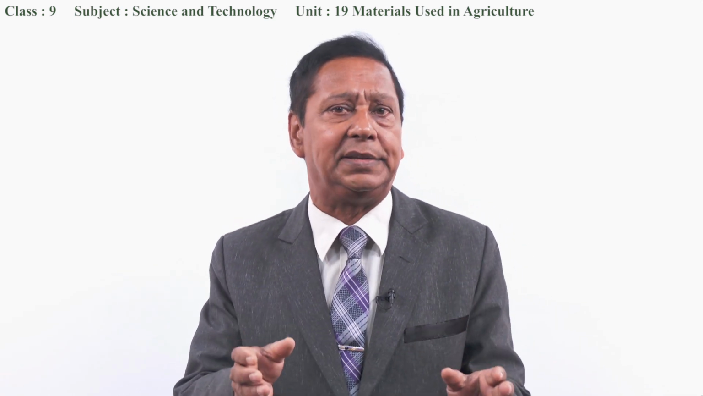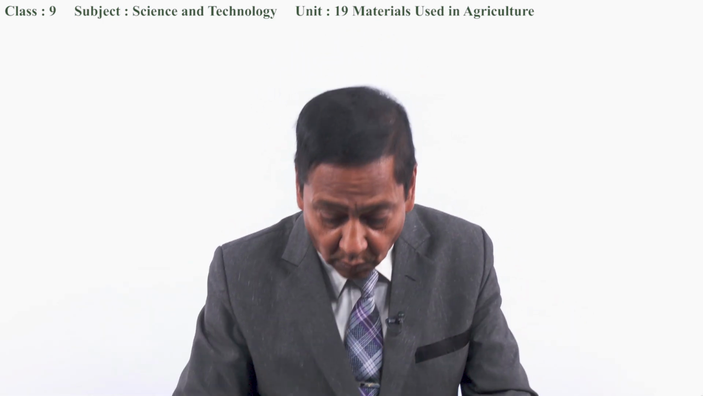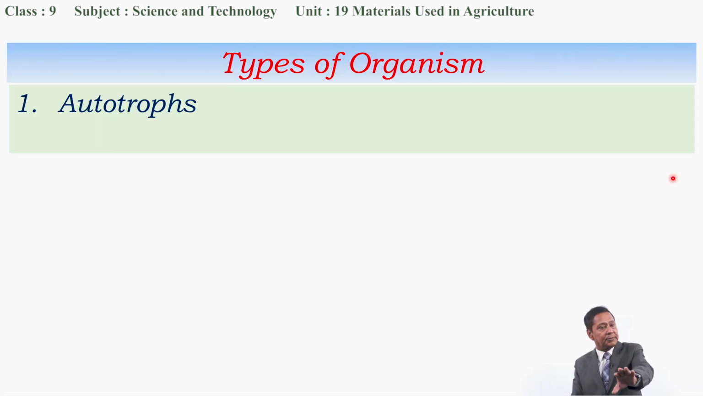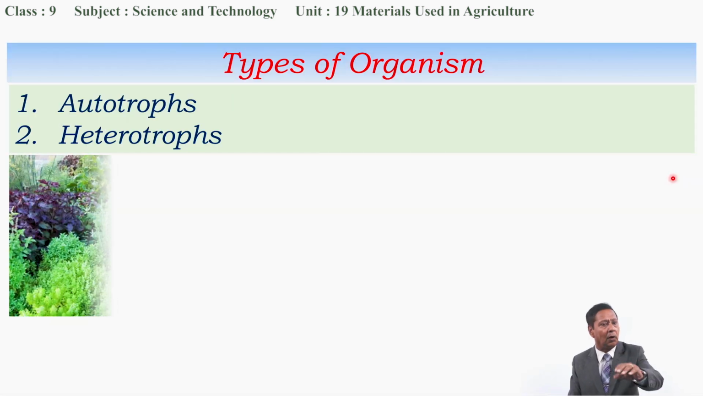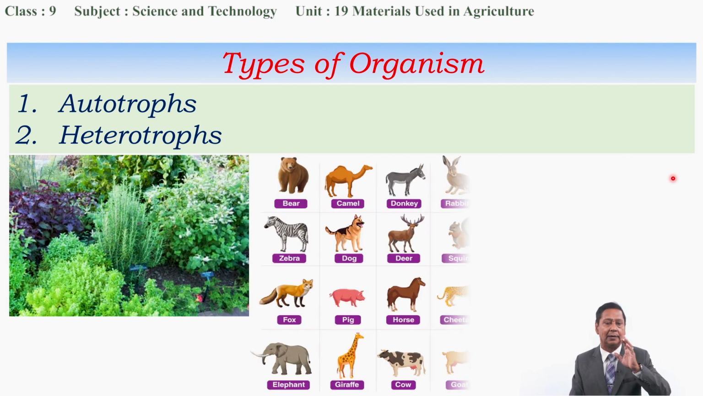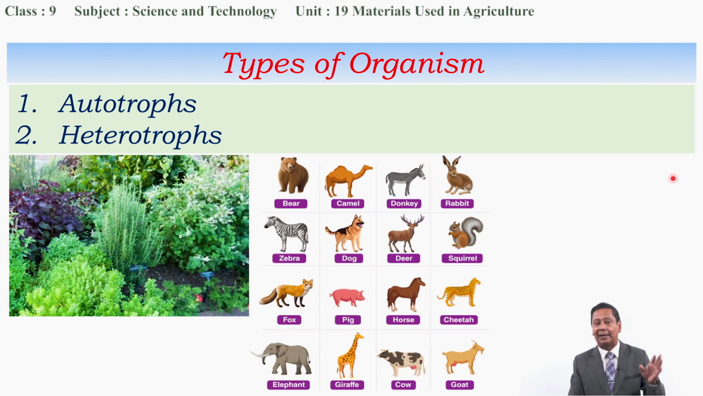All the organisms, whether it is plant or animal or human, require food for their survival and growth. But how do they get their food? How do they fulfill the food requirement? According to that, all the plants and animals are classified into two types. They are autotrophs and heterotrophs. Now, all the green plants are autotrophs, but all the animals, including humans, are heterotrophs.